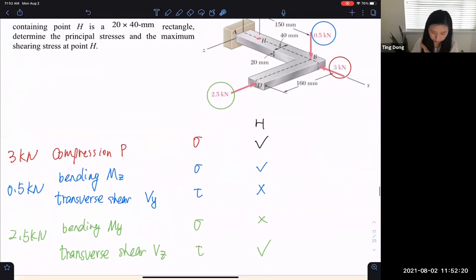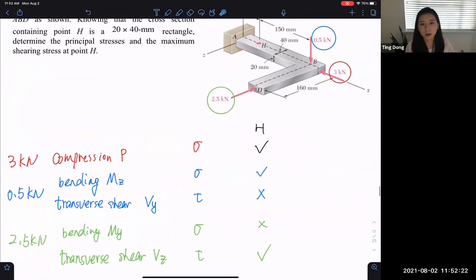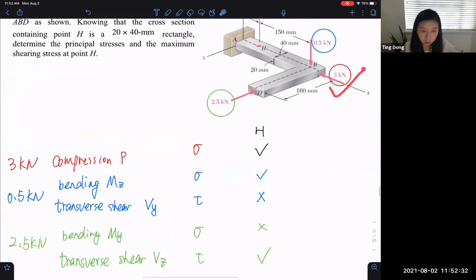And for this one, I already did this part, so it might be a little more clear than the one I did in class. So for this one, it's a pure compression. There's nothing else generated by this force. So it's a uniformly distributed force. It doesn't depend on which point, it's always there.